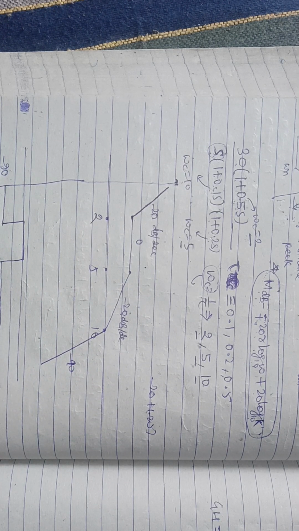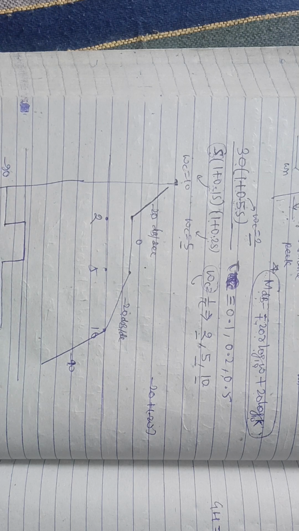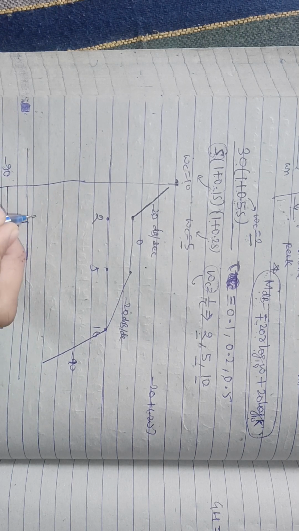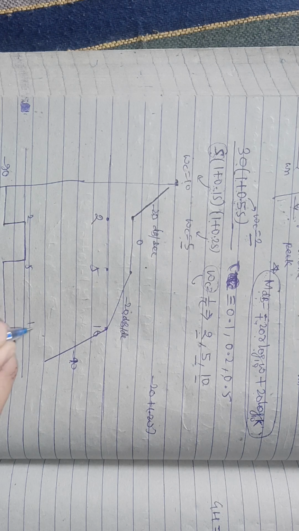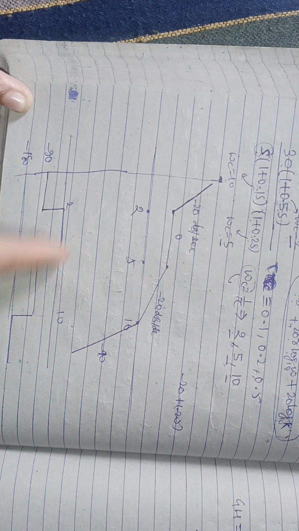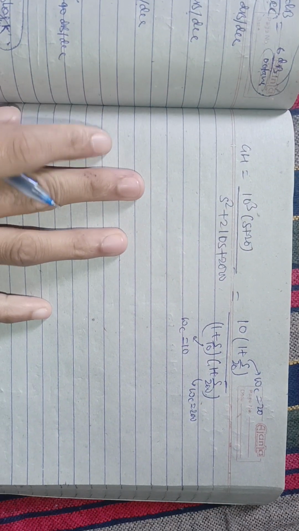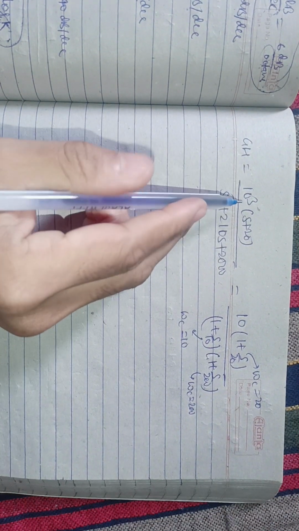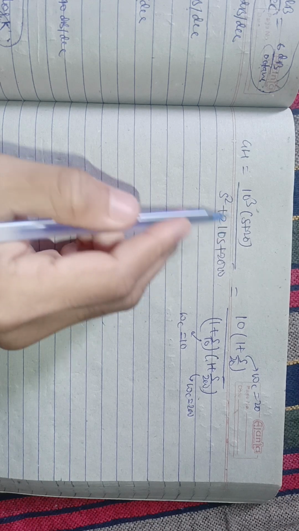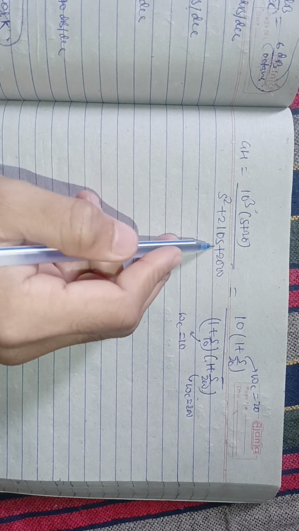Okay, and up so it goes at 2 and 5, and it is 10. Okay, in this way we will draw the Bode plot. Now move to the next question. The question is given: 10 power 3 into s plus 20 divided by s square plus 210s plus 2000.